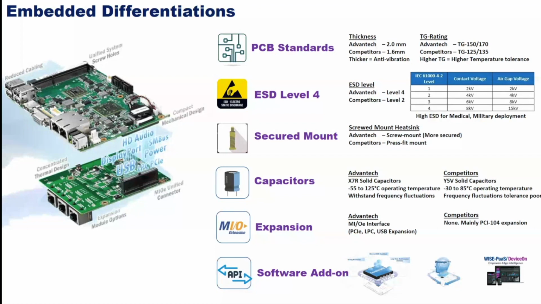Next, ESD, electrostatic discharge. ESD basically refers to IEC 61000-4-2, and ESD is separated into 4 levels: 1, 2, 3, 4. Most of the IPC companies in the market only qualify to ESD level 2, not level 4. Level 4 is quite strict. There's not as much tolerance.